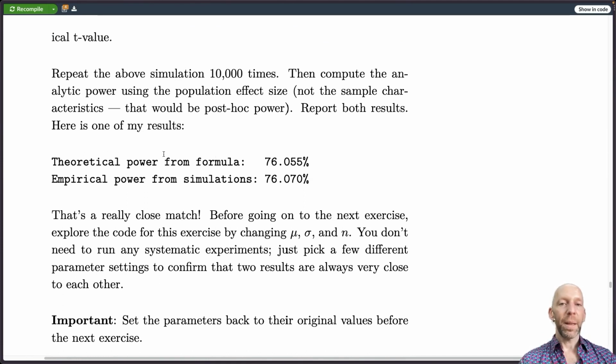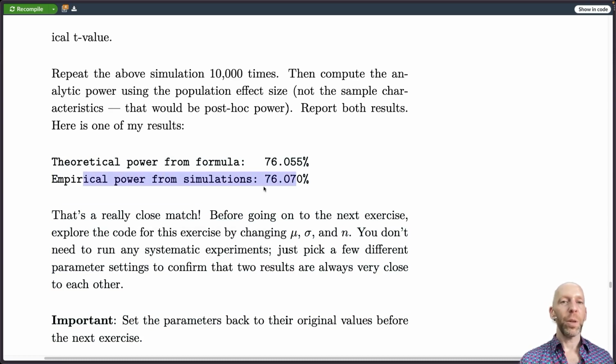So you can see, based on the known population mean and standard deviation and the alpha threshold of 0.05, the theoretical analytical power is 76%, so 0.76. And then from the empirical simulations, we got 76.07. That's really, really insanely close. That's remarkably close correspondence between an analytic result and an empirical confirmation of that result.